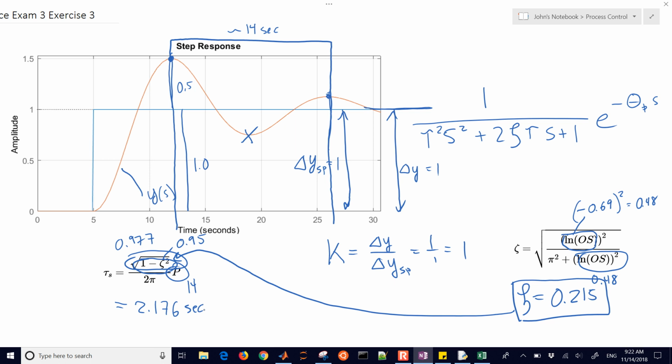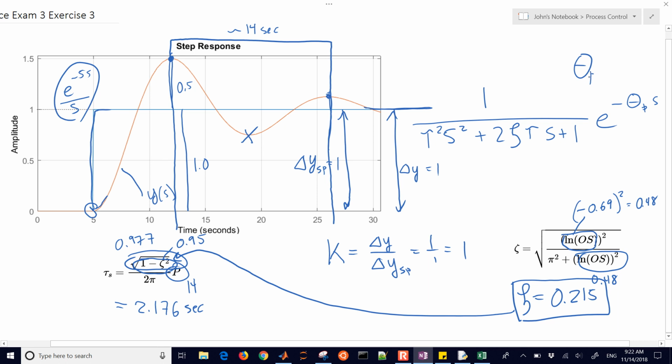And then what about the theta p? So this system right here, it doesn't look like there's any theta p because it starts right away when the step starts. Now the step would be e to the minus 5s over s. That would be the equation for the step, but the response to that step has no delay. So in this one, the theta p is going to be equal to 0.